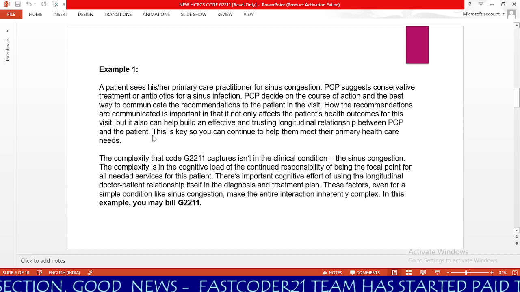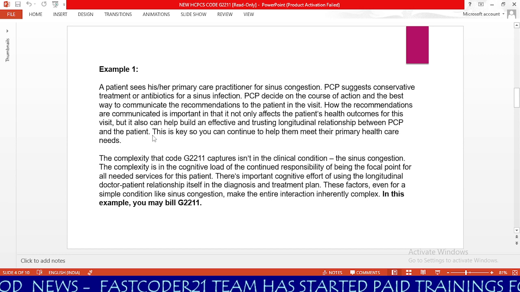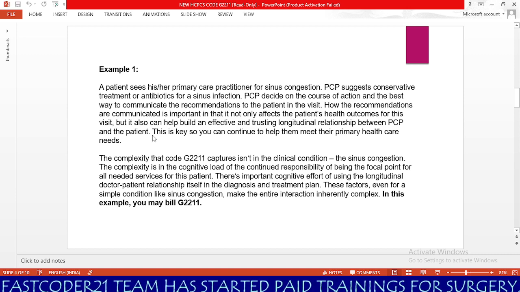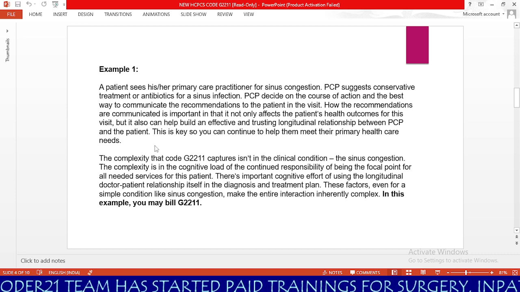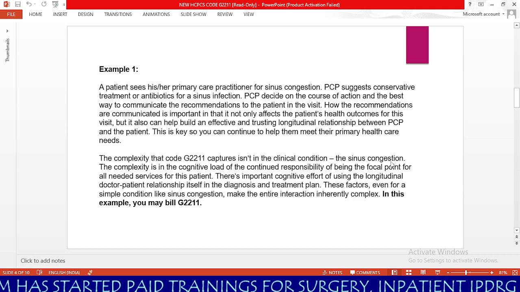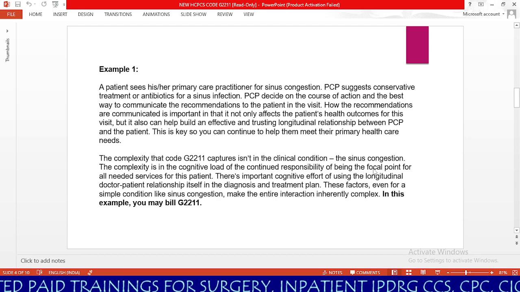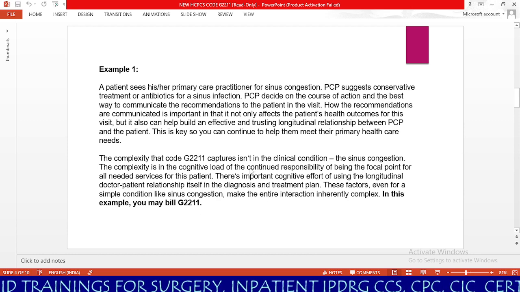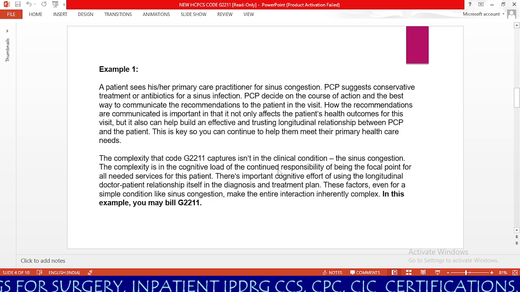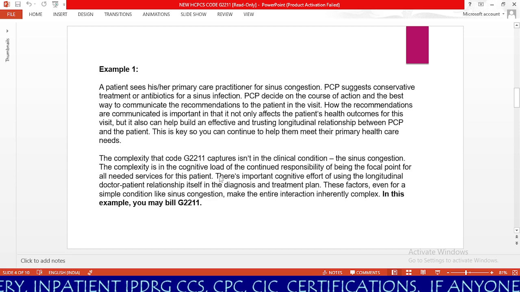So this is key, so you can continue to help them meet their primary health care needs. Whenever a patient has any needs, at that time the patient will interact with the PCP. The complexity that code G2211 captures is not the clinical condition, the sinus condition. So basically we are not appending this code for sinus congestion. We are using this code for the cognitive load of the continued responsibility of being the focal point for all needed services for this patient.